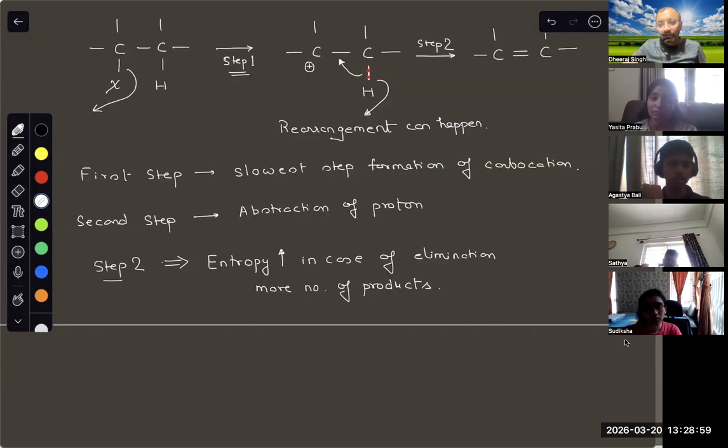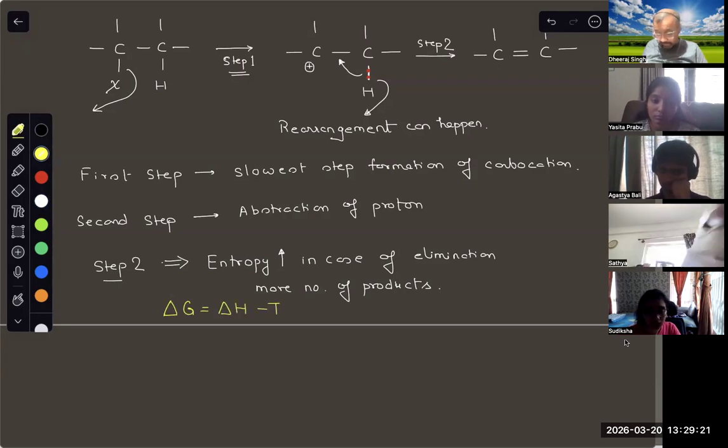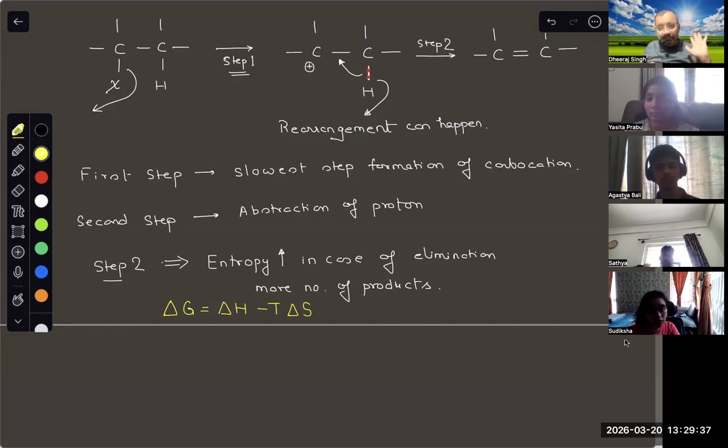Higher temperature, more entropy. You can just take the example of evaporation. When you boil water, the entropy increases a lot more. So if you want to understand this using thermodynamics, you can write delta G, the Gibbs free energy, equals delta H minus T delta S. You remember Gibbs free energy, or not? If delta G is negative, the reaction will happen. If delta G is positive, the reaction will not happen.